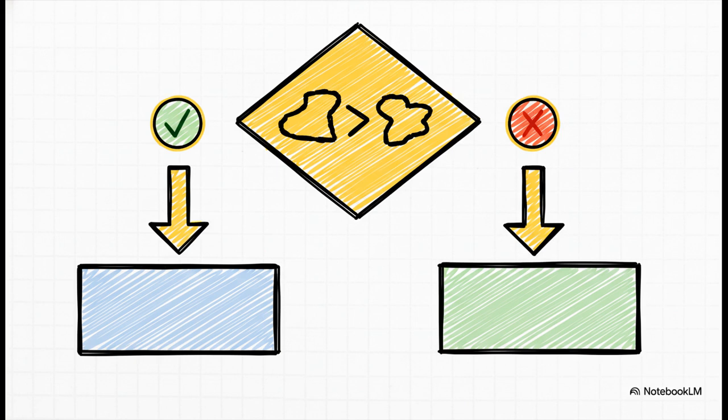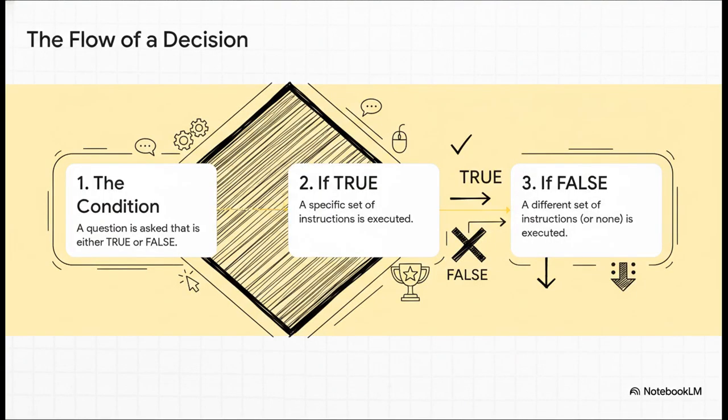And that simple true or false answer is all a program needs to use its most powerful decision-making tool, the if-then statement. And the logic is just beautiful. It's so simple. First, the program checks the condition. Is it true or is it false? If it's true, it runs one set of instructions. If it's false, it runs a totally different set. It's a fork in the road. If it's raining, then I'll take an umbrella. Else, I'll wear sunglasses. Simple as that.